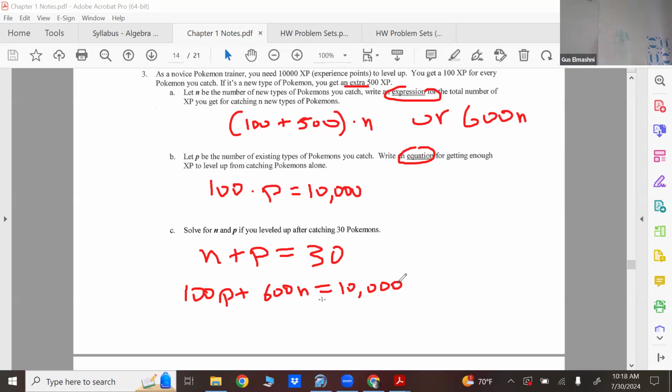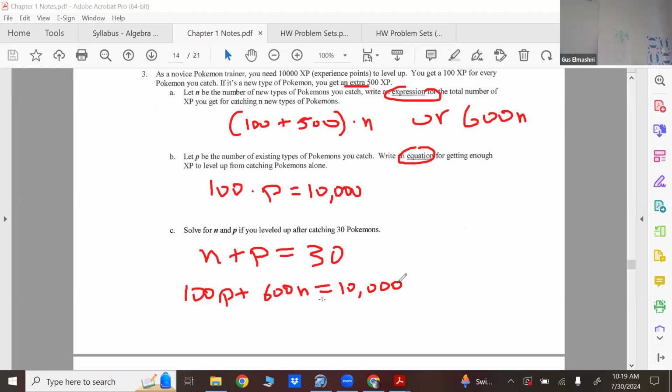But I'm a little confused because I'm thinking what the question tells me, and it should be worded better, is that you caught a total of 30 Pokemons, whether it's existing or new, combined, you caught 30. And of course, you want to get to 10,000 extra points. You get 100 points for just a normal Pokemon. You get 600 for new, right? Because 600, you get 100 plus extra 500, right? So I'm guessing this is what we have to do.